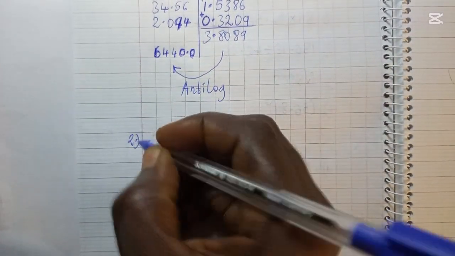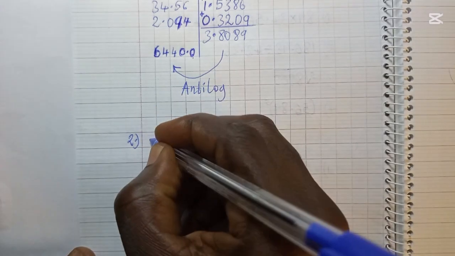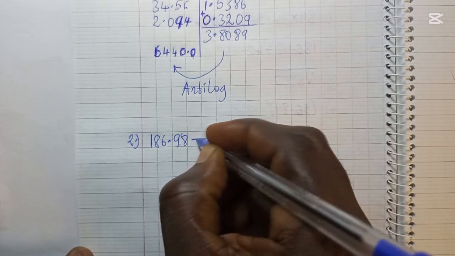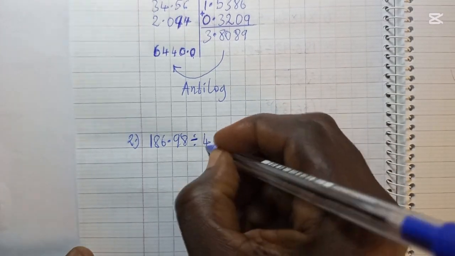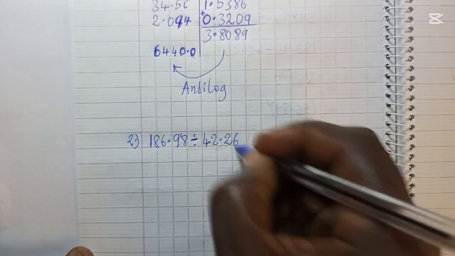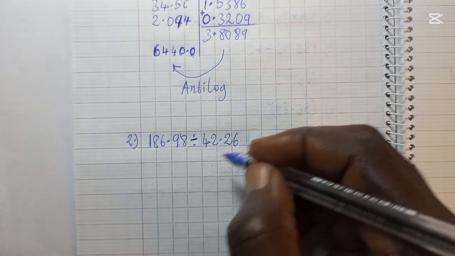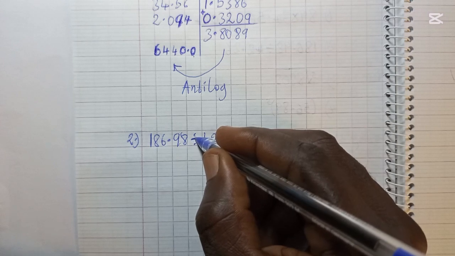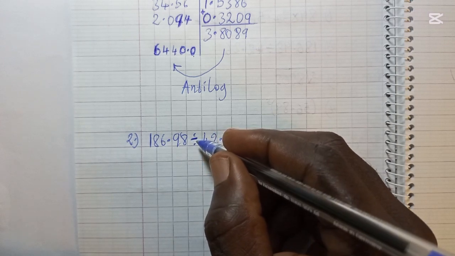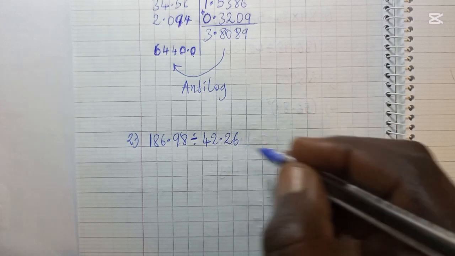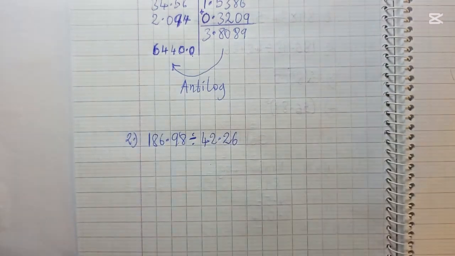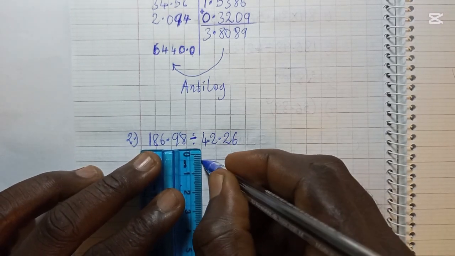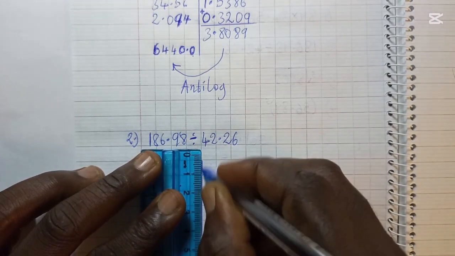Number 2, which is to evaluate 186.98 divided by 42.26. Now when using logarithm to calculate, the division law says that when you are dividing 2 numbers, then you subtract their logarithms. So follow me step by step as we go through the calculation for this one also.